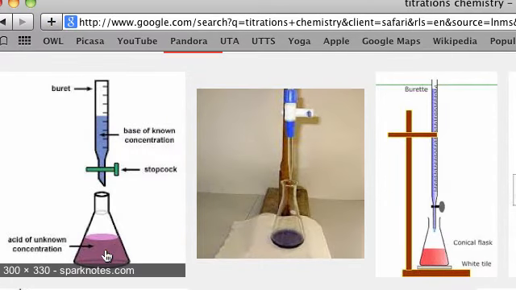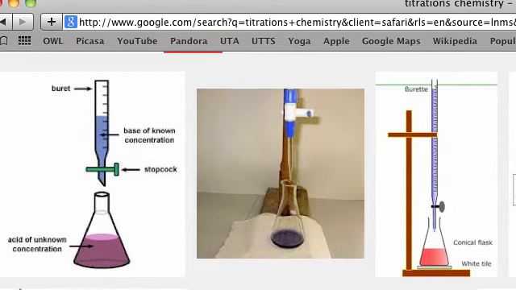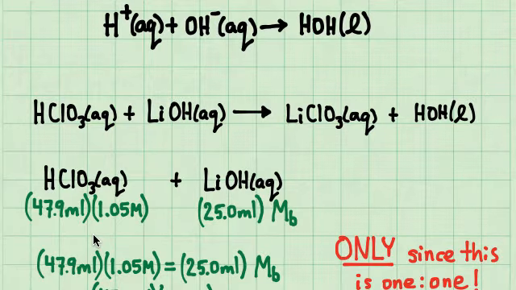I should know the volume and concentration of one and the volume of the other, but not the molarity, or vice versa. So yeah, all right. Anyways, let's see, where was I at?